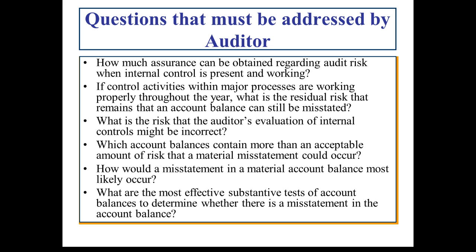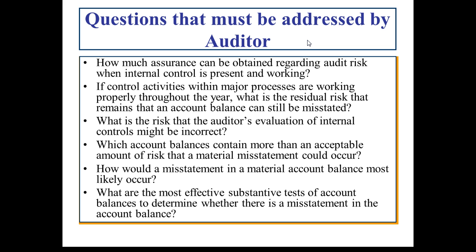Now, as an auditor, we're going to have to come to terms with some questions here. How much assurance can be obtained regarding audit risk when internal controls are present and working? So, what is audit risk, guys? The risk that we issue an opinion, but the opinion's wrong. So, how much assurance can be obtained regarding audit risk when internal controls are present and working?